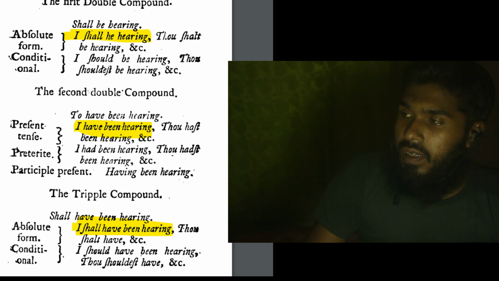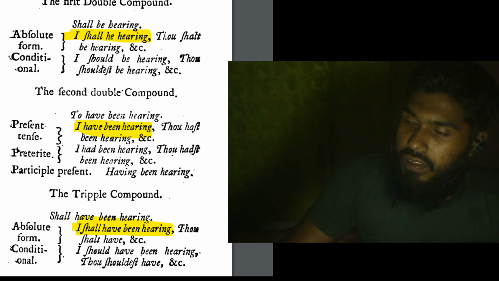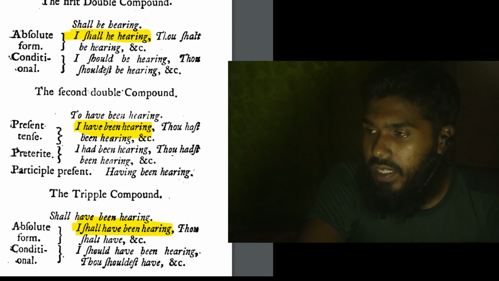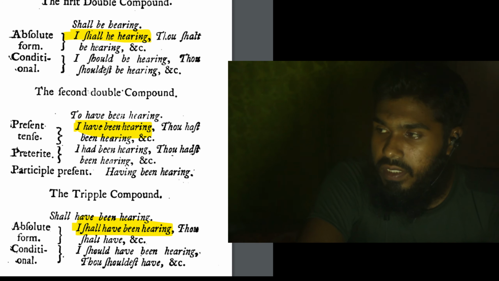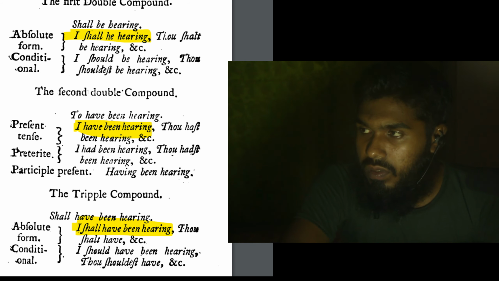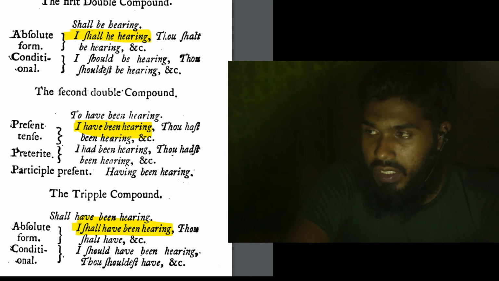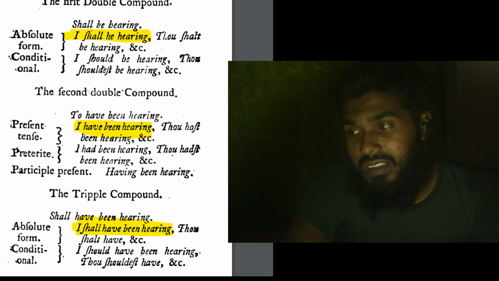Then introduction to compounds. Three kinds of absolutes in the present tense. The first one is I shall be hearing, the second was I have been hearing, and the third was I shall have been hearing. If you pay attention, you can see that there's a difference between the first compound, the second compound, and the third compound. The first one we name the first double compound. The next one is the second double compound, and the last one is the triple compound.